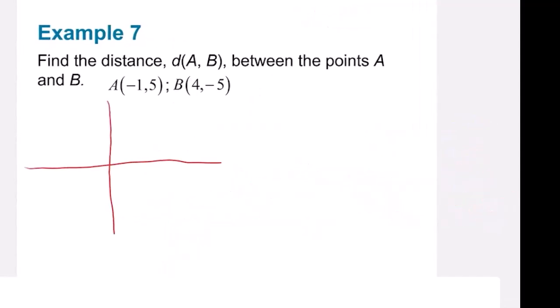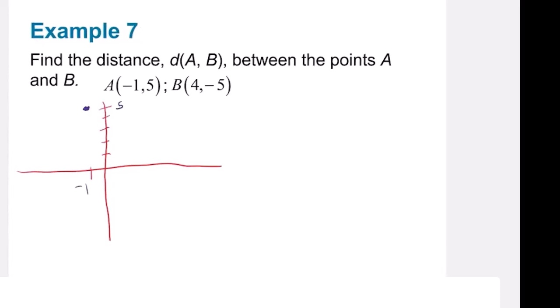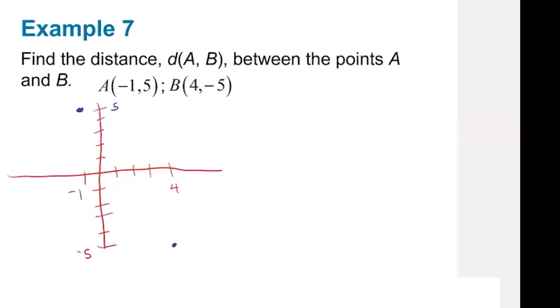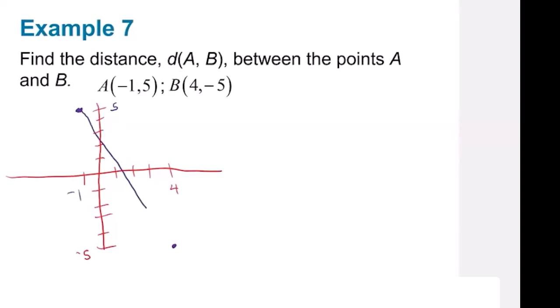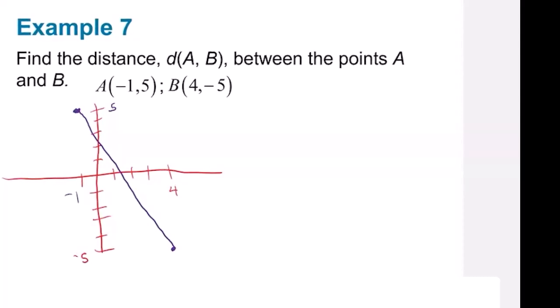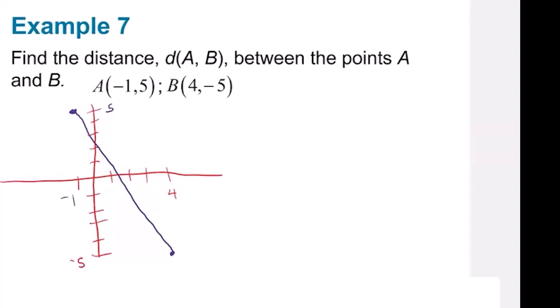Here I have a equals -1, 5. And then we have another point at 4, -5. And our other point is down here. And we want to know the distance of that straight line that goes from one point to the other point, just by memorization, because I know some of you like to memorize things.